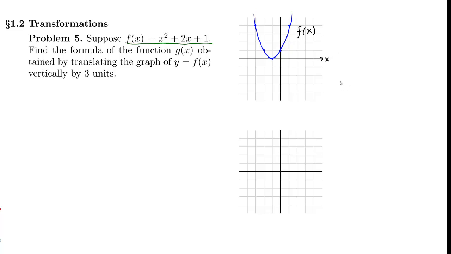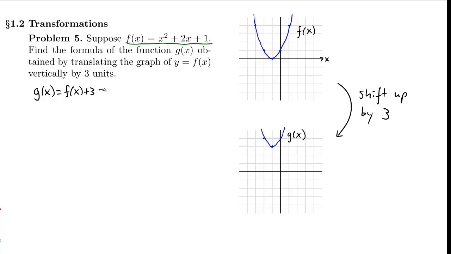Problem 5 asks us to take this function and translate it vertically by 3 units. This means we want to shift every point on the graph of f up by 3. Let's do this now and call the new function g. The formula for g is obtained by adding 3 to the formula for f. That is, g of x equals f of x plus 3, or x squared plus 2x plus 1 plus 3, which is equal to x squared plus 2x plus 4.